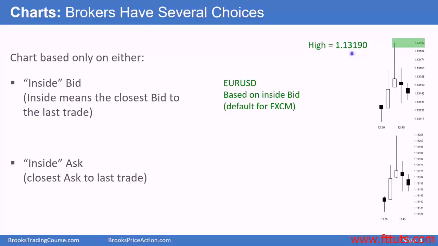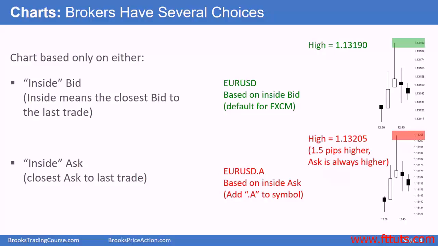This chart is based upon inside bids, and this chart is based upon inside asks. So in this particular chart, the high is 1.1319. This is the euro versus the dollar. And this chart is based upon the inside bid, which is the default for FXCM. And then on this lower chart, the chart's based upon the inside ask, and the high is 1.5 pips higher. The ask is always higher than the bid. Some brokers on their symbol will put a point A next to the symbol. TradeStation used to do that to show that it's an ask chart rather than a bid chart.